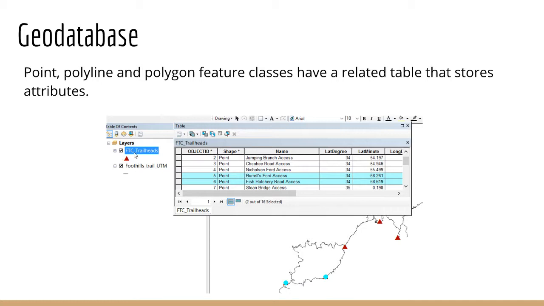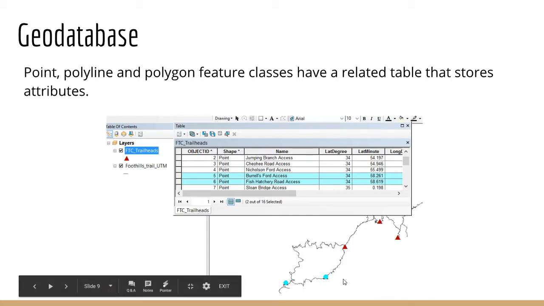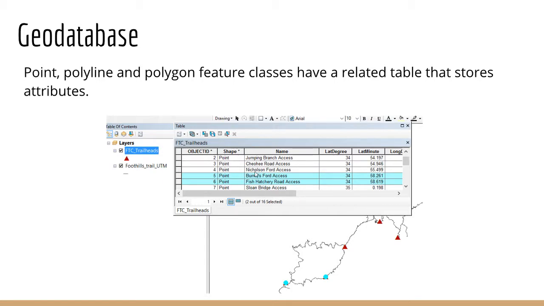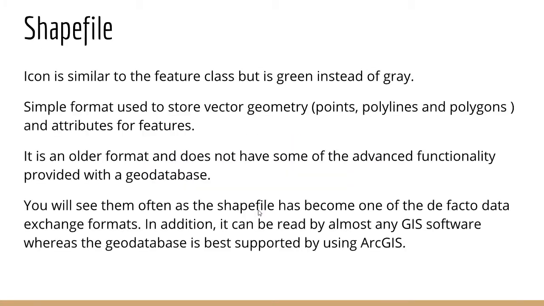When you see FTC trailheads there and you see 2 of 16, see the 16 there? That tells you there's 16 records right here in this table, and there are 16 points on that map. So there's a one-to-one relationship between the number of features, or points in this case, and the attributes that describe them. A shapefile has an icon that's similar to a feature class, except it's green instead of gray. And this is when you're looking at these things within ArcGIS.